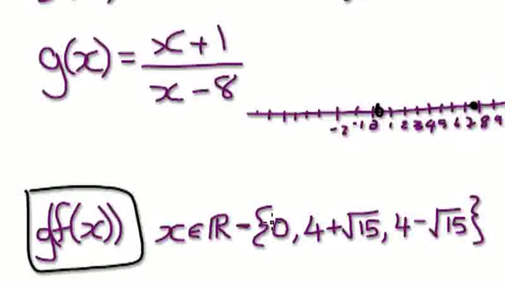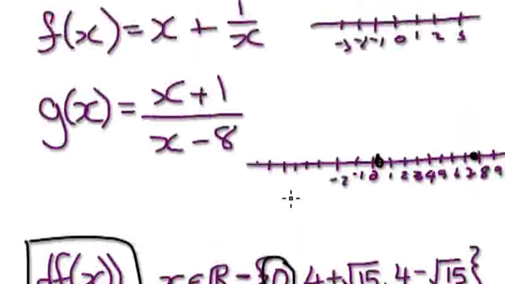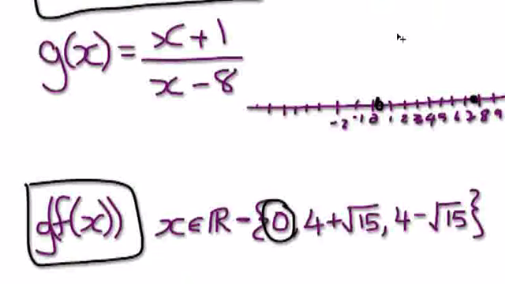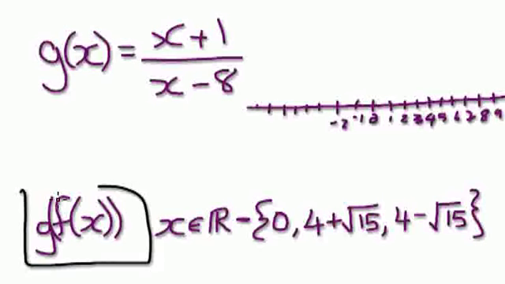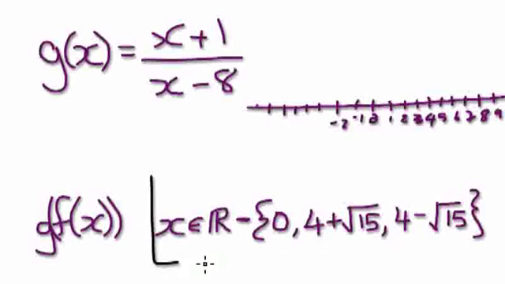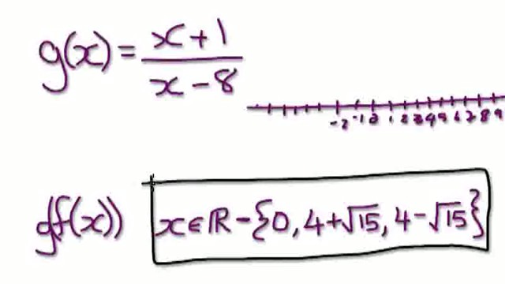g f of x here is anything on the real number line except the number 0 because of this function here. Remember, this function here, anything except 0. So the domain for this function here is anything on the real number line except the number 0, and except this number here, and except this number here. So basically the domain here is given by this. Okay?